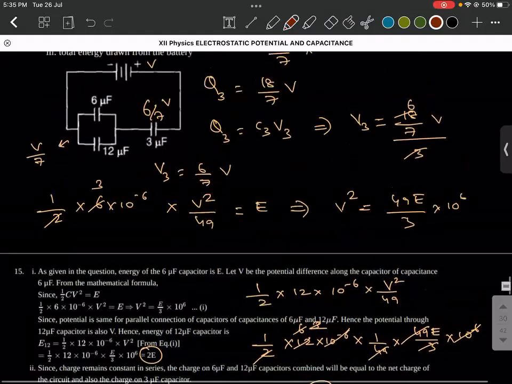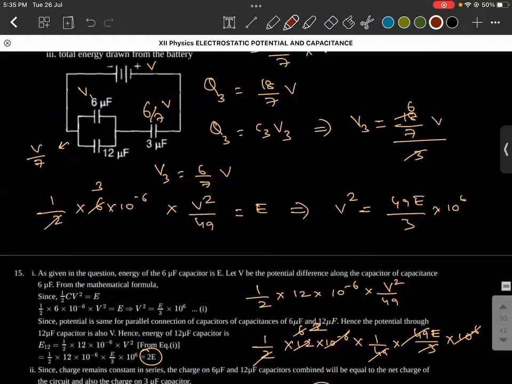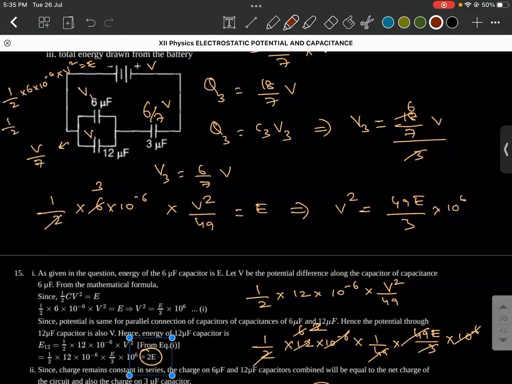What I could have told is, if I take the potential across this as V1, here also the potential will be V1. So I could have written half into 6 into 10 power minus 6 into V square is equal to E. Then with the same logic, it would have become half into 12 into 10 power minus 6 into V square. So since 6 became 12, it became twice. So the answer would have been 2 times E. That's it. That's the logic. Okay.